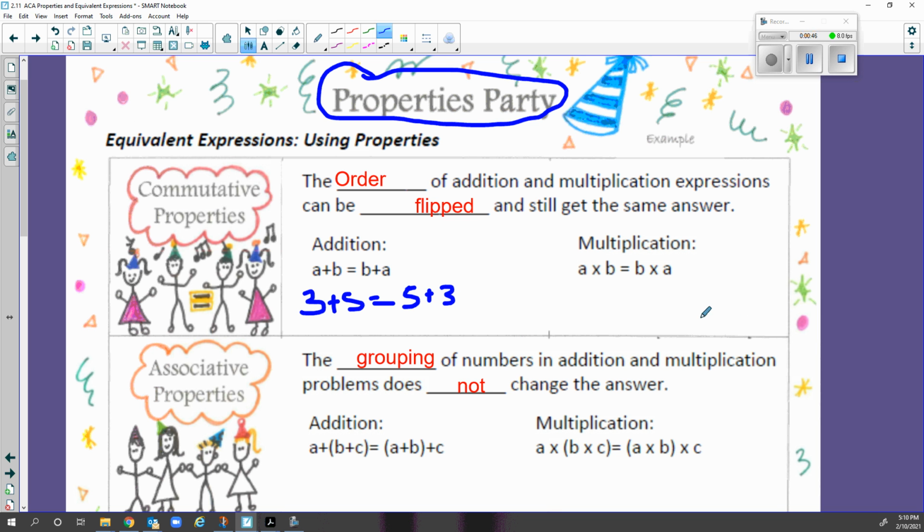In multiplication, it's the same thing. If we do 8 times 4, that's the same as 4 times 8. Both of those answers are going to give us 32. Doesn't matter the order.